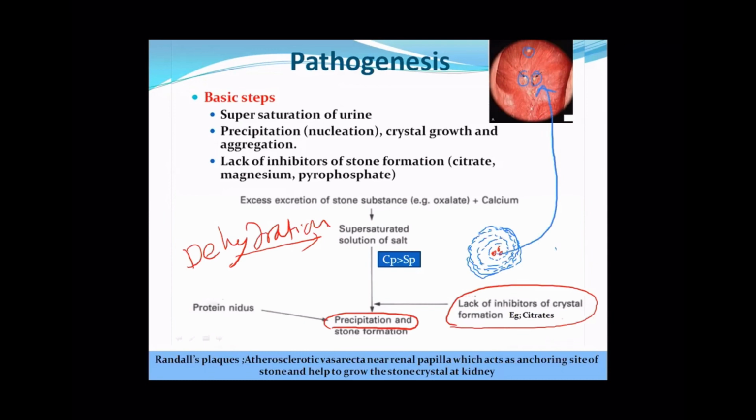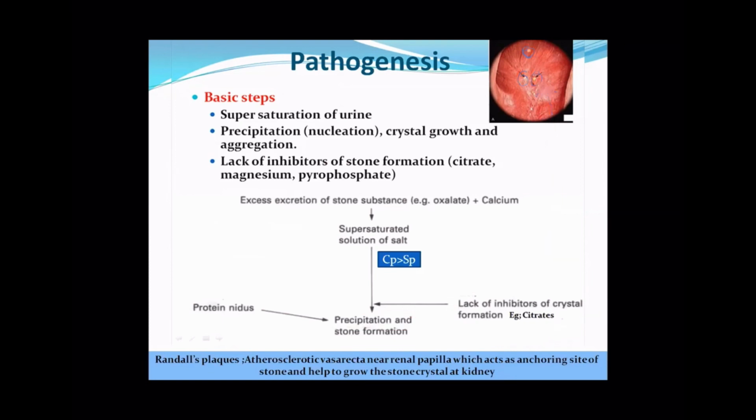So these small crystals get attached to these atherosclerotic plaques, also known as Randall's plaque, which gives the crystals, the nucleus, a beginning point. It allows the crystal to stay attached for a while, and later on the remaining crystals form the stone around the nucleus. So this is the theory that Randall's plaque inside the papilla helps to form the stone. So this is stone formation in summary. I hope you guys understand.